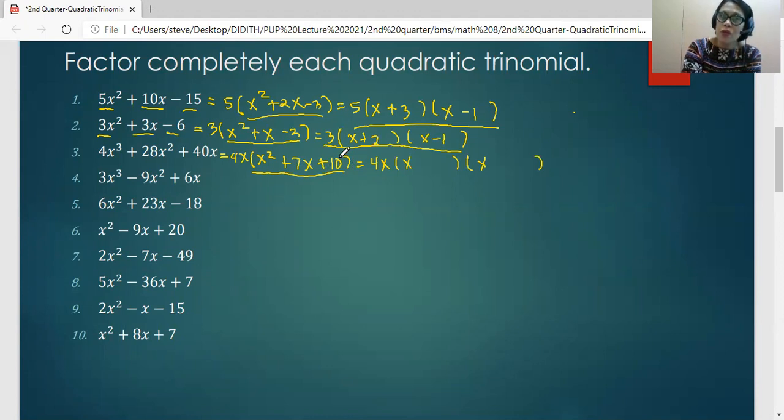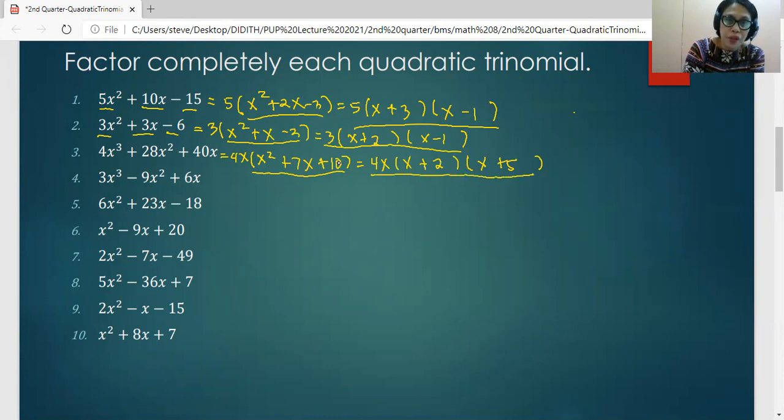Now, we're going to think of a pair of factors of 10 such that when we add the two, it will result to 7. So, we are going to consider 2 and 5. The sum of 2 and 5 is 7, and 2 times 5 is 10. So, this is x plus 2, then this is x plus 5. And these are the factors for number 3.